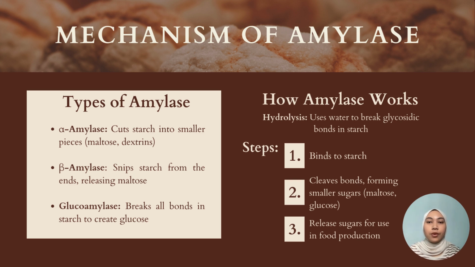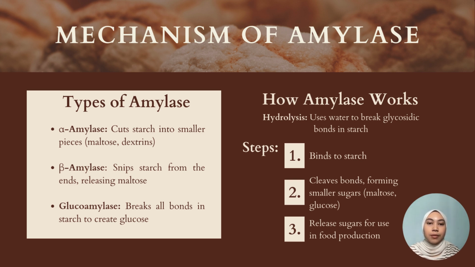Now I will explain how amylase, a key enzyme in the food industry, works to break down starch into simpler sugars. Amylase operates through a process called hydrolysis, where water is used to break the bonds between glucose units in starch. Let's break this mechanism into three simple steps. First, amylase recognizes specific bonds in the starch molecule, known as glycosidic bonds, and attaches itself to these sites. These bonds are what hold the glucose units together, forming the long chains of starch.